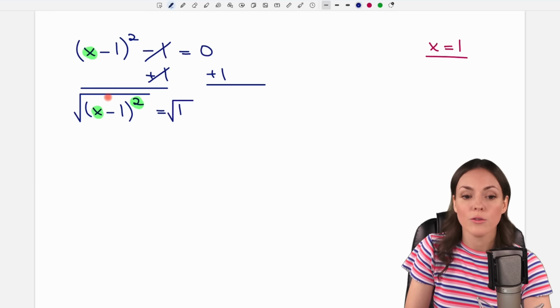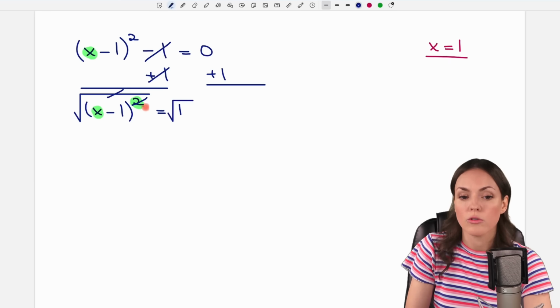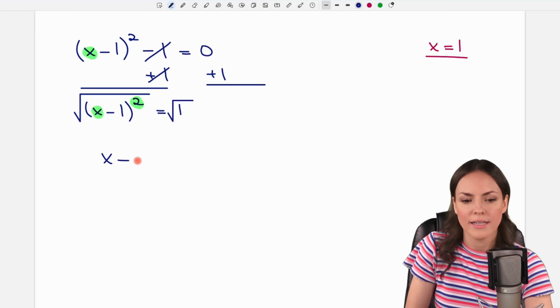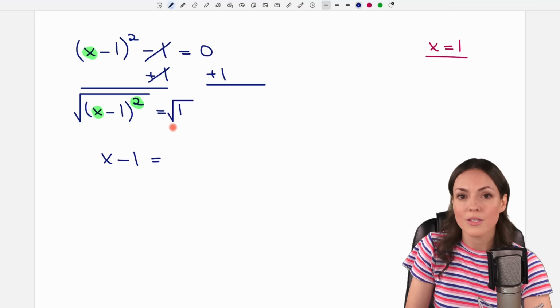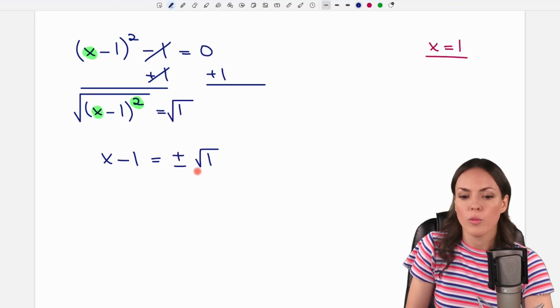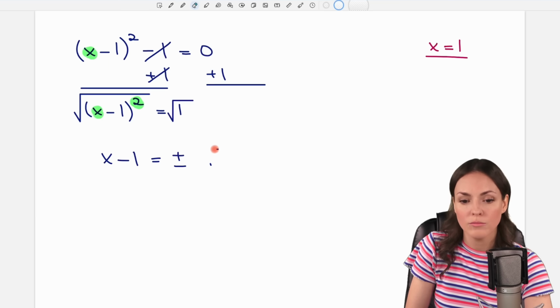On the left side, the square root helps us to get rid of the square, so only x minus 1 is left there. But on the other side, we have to make sure that we get two solutions, so we have to add the plus minus to the square root of 1. But the square root of 1, we can calculate that. This is just 1. So we have plus minus 1 here.